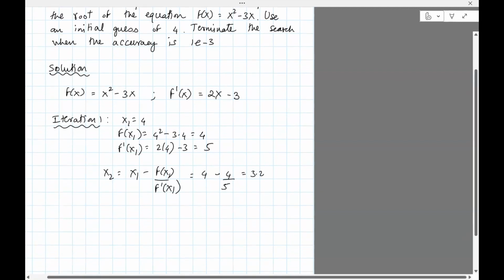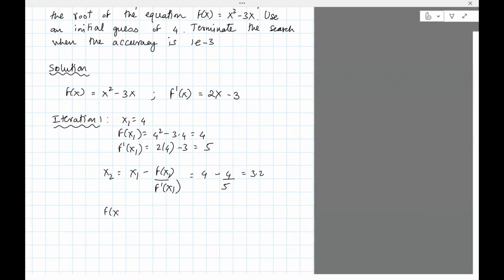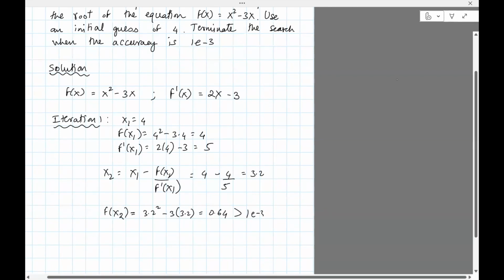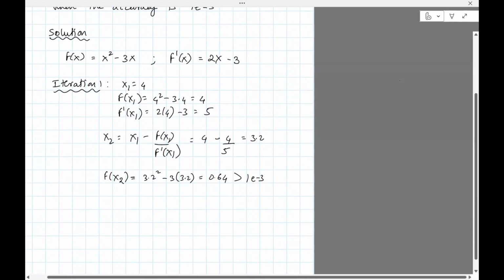3.2. Okay. Every time we complete an iteration, we ask the question, are we ready to terminate? Well, if you compute f of x2, we see that it is 3.2 squared minus 3 times 3.2, which comes out to be 0.64. That is much greater than 1e negative 3, so we're not ready to terminate the search.